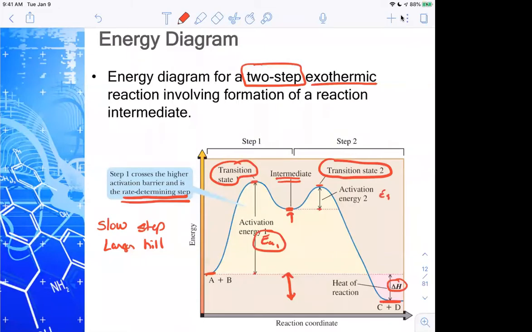It's hard to get the intermediate to form because this energy of activation is so high that not many molecules will have that energy from colliding with each other that allows this reaction to proceed. So again, the rate is determined by the step that has the highest energy of activation, or is the slower step in the reaction sequence.